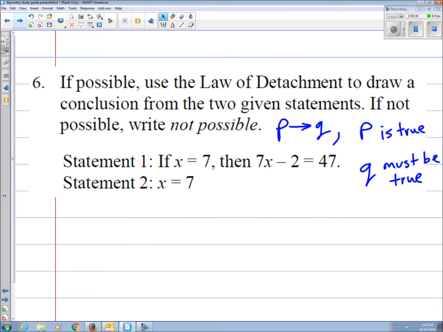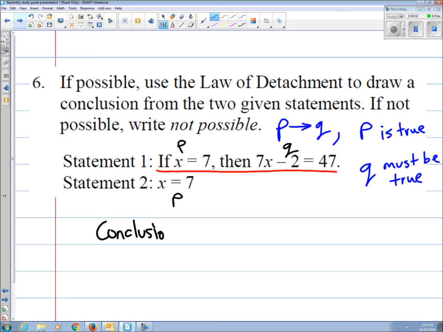So in this case, this is my original conditional statement. My hypothesis part, the p part, is x equals 7. The q part is 7x minus 2 is equal to 47. They came back and told me that my p part was true. So I can then conclude that my q must be true. So my conclusion by law of detachment would be 7x minus 2 is equal to 47. It's just the conclusion part.